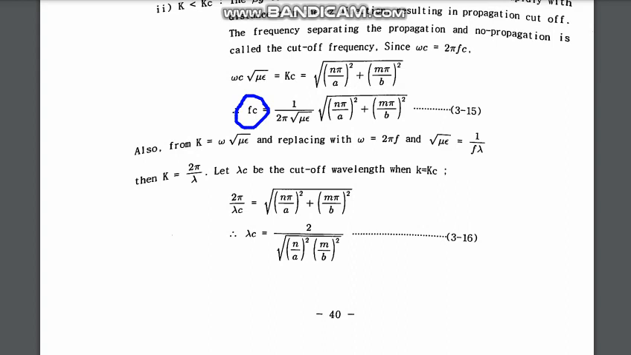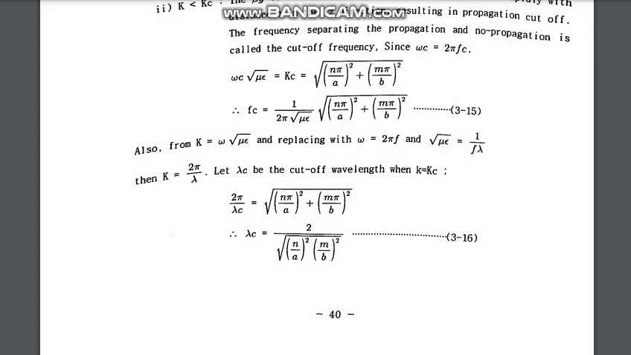If you know the mn, that means if it is a TE mode or TM mode, and if the value of m is 1 and n is 0, you can put the value here with the m parameter and n parameter, and then you just need the dimensions of the rectangular waveguide, the length and the breadth. You can easily find out the cutoff frequency. After that, you can easily find out the cutoff wavelength.